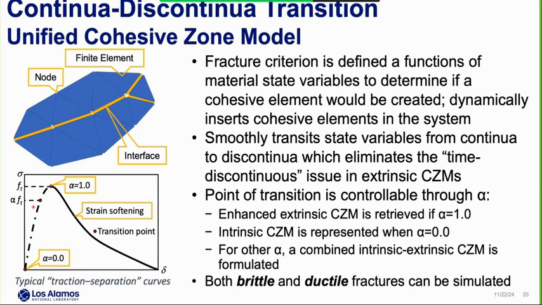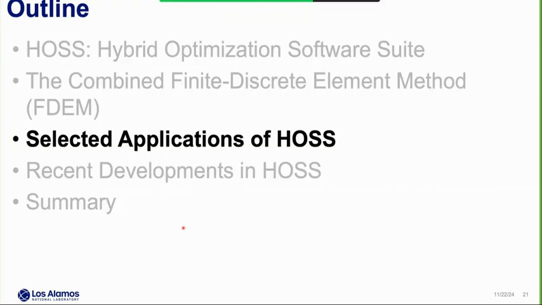Another feature that I want to mention here is that our unified cohesive zone model can simulate both brittle and ductile fractures. I will show you some examples later. So in the following slides, I will show you some selected applications of HOSS. I will talk about both 2D and 3D examples.